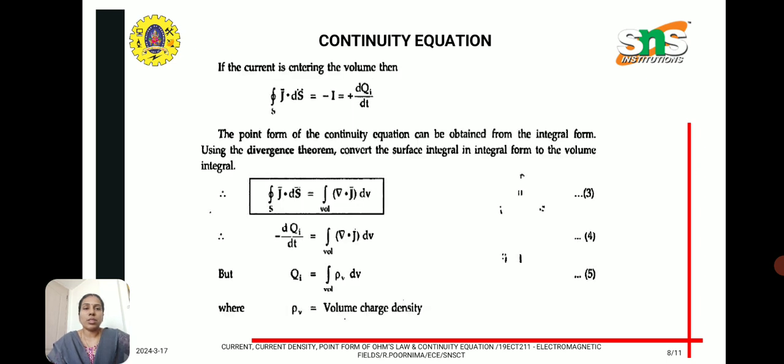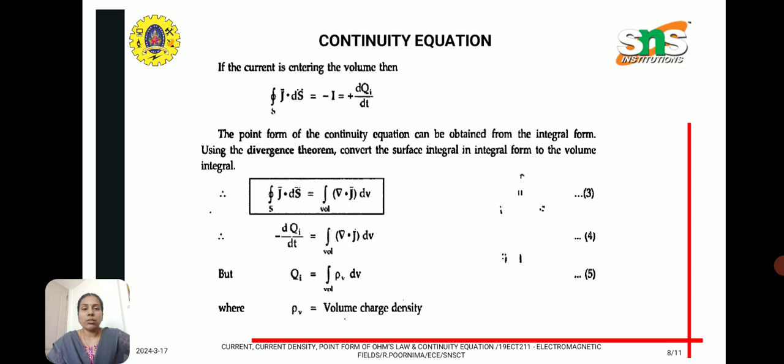From this equation, if the current is entering the volume, then the integral of J dot ds is equal to dQ by dt. Here we use a plus sign. The point form of the continuity equation can be obtained using the divergence theorem, where we convert the surface integral to a volume integral. The integral over S of J dot ds is replaced by the integral over volume of del dot J dv. Here del dot J is the divergence of current density. So minus dQ by dt equals the integral of del dot J dv.